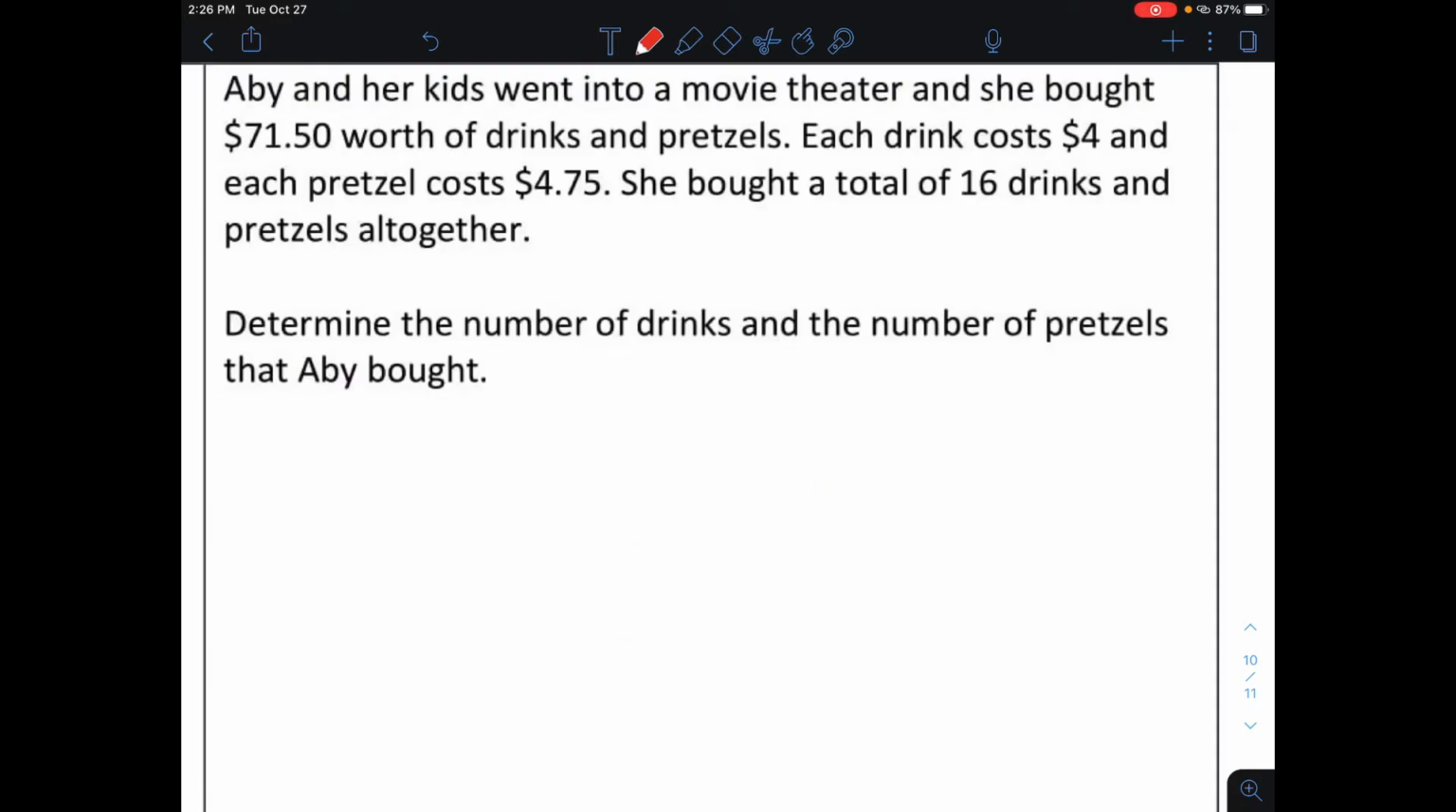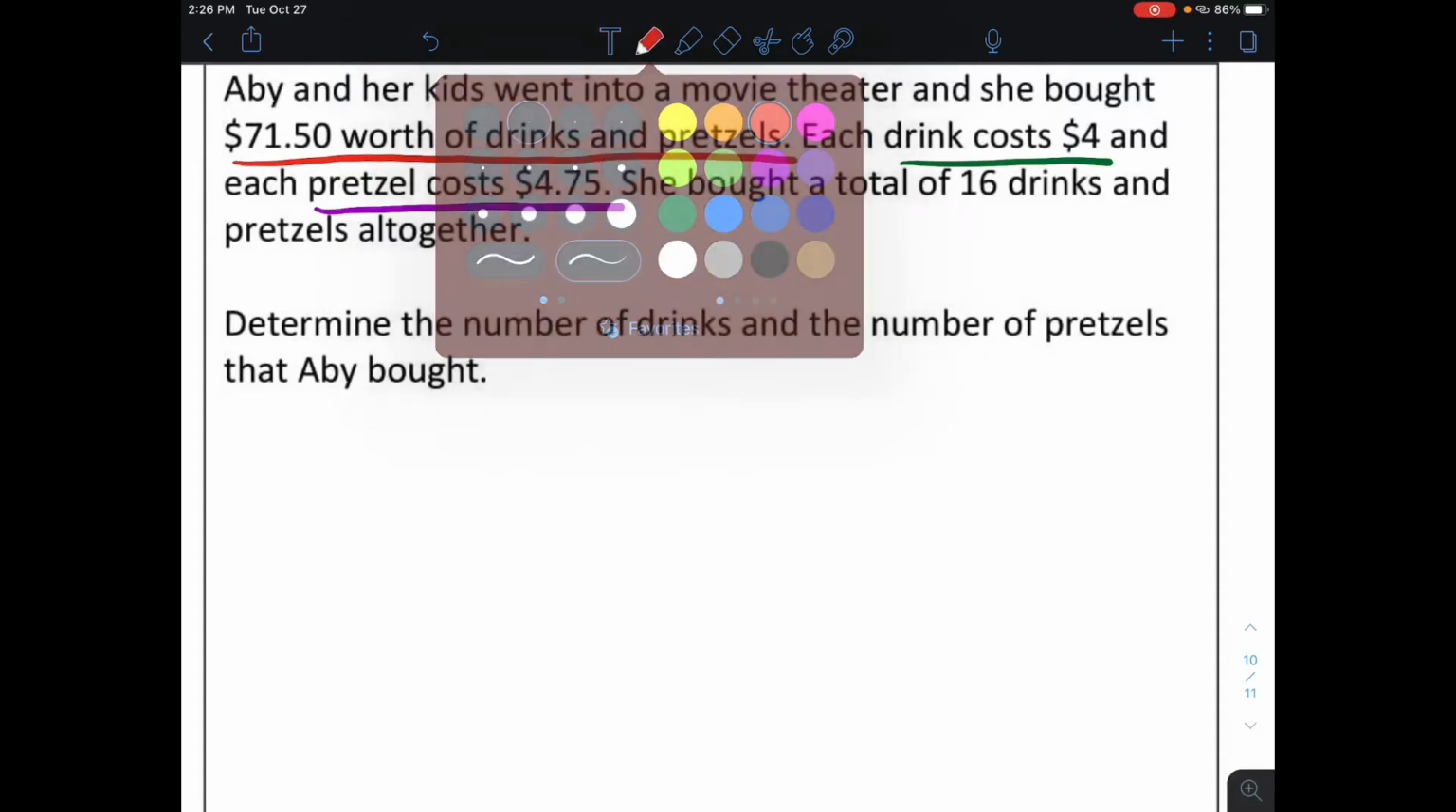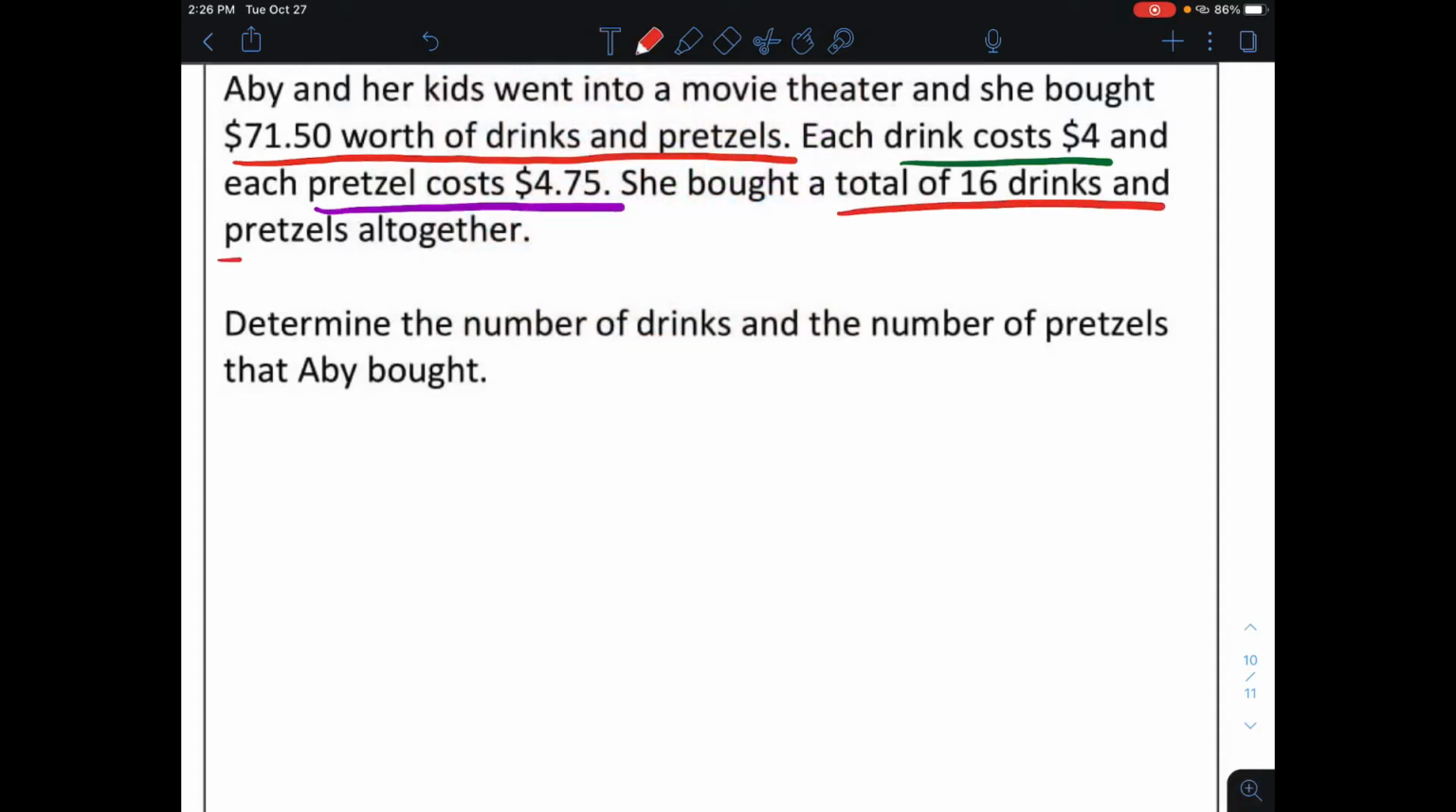Okay, new problem. Abby and her kids went into a movie theater. She buys $71.50 worth of drinks and pretzels. All right, then they tell us that each drink costs $4 and each pretzel will cost $4.75. And she buys a grand total of 16 drinks and pretzels together. So a total of 16 drinks and pretzels. We need to write a system of equations for what's going on.